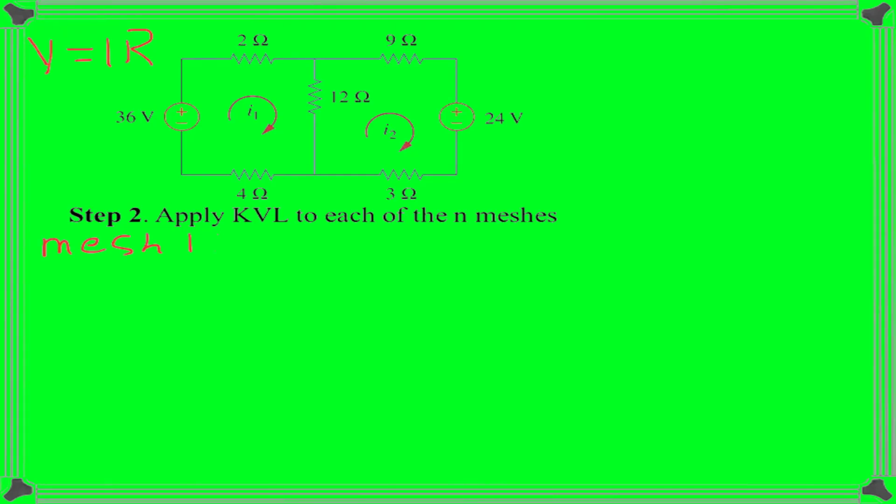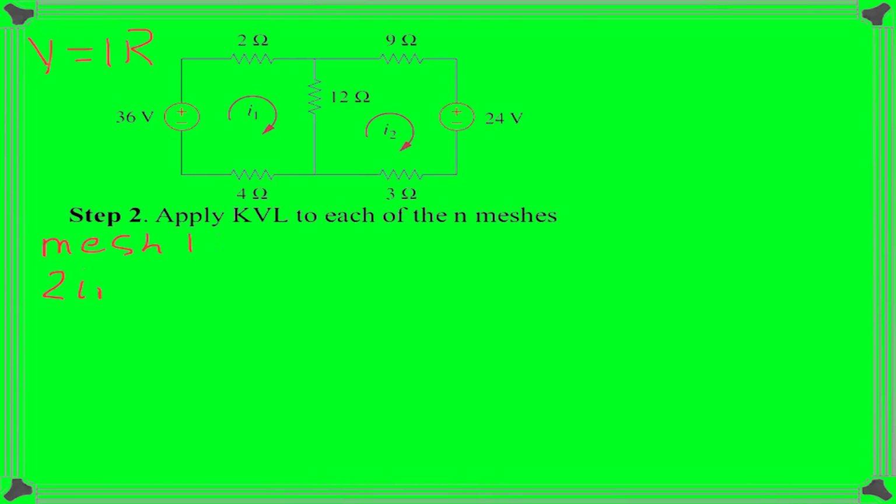Because we'll be using the mesh current I1, we assume the positive direction of the current, and so the voltage in the 2 ohm resistor will be assigned as positive and can be found as 2 I1. So this is the voltage in the 2 ohm resistor.